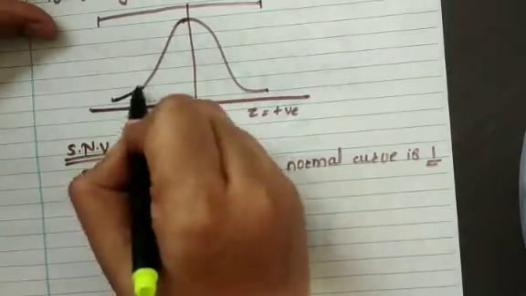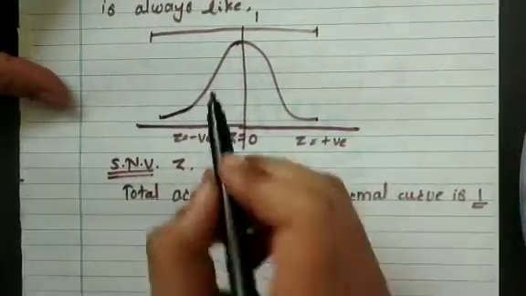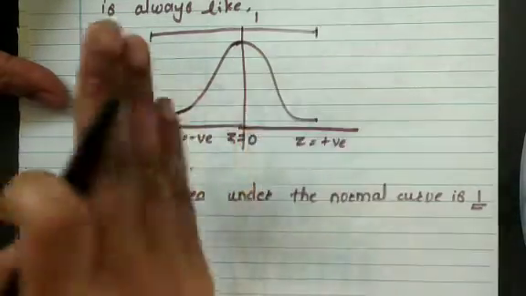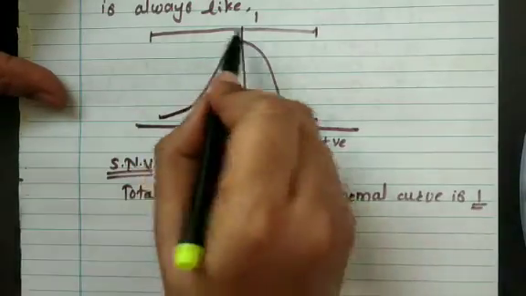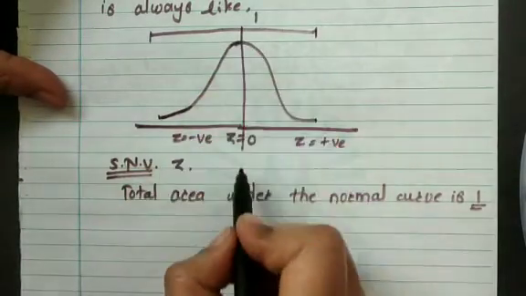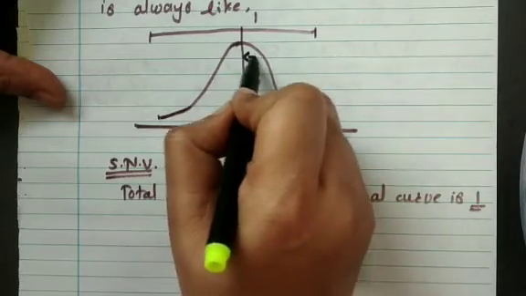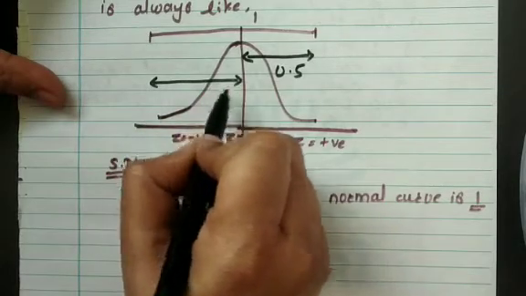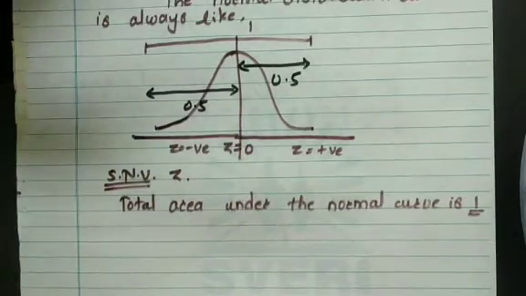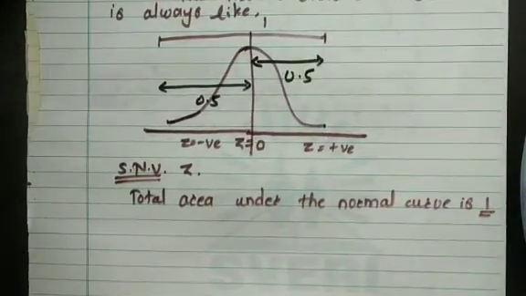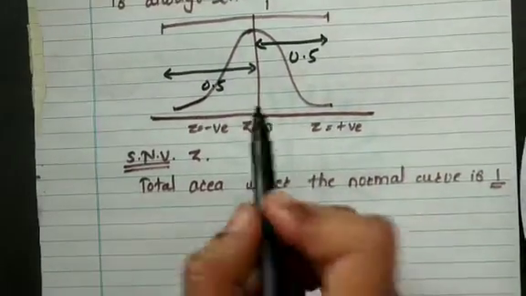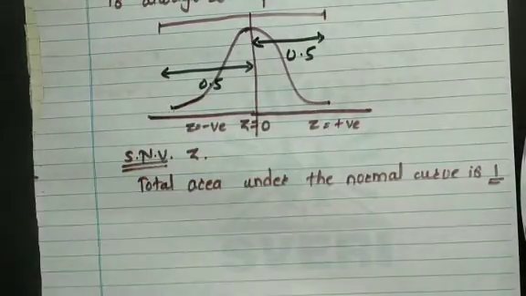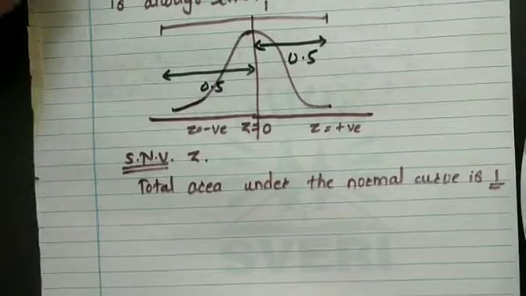As this is a normal curve, this side is exactly the mirror image of that side. So as total area is 1, it is exactly the middle position. So area on this side is 0.5, and obviously area on this side is also 0.5. Remember this. The right hand side area from the middle position is 0.5, and the left hand side is 0.5 on your curve.